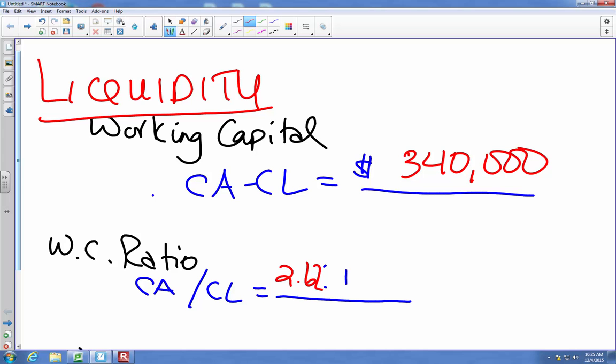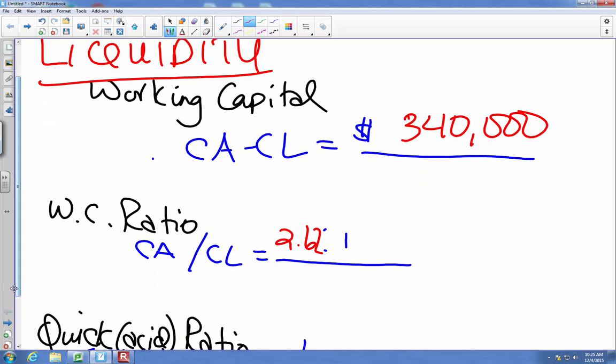So if this is pet supplies, I'm going to go look at other like-kind, other pet stores, and see what does their quick ratio look like? What does their working capital ratio look like? And that's how I can assess how well I'm doing, and that's how other people are going to assess how well I'm doing.